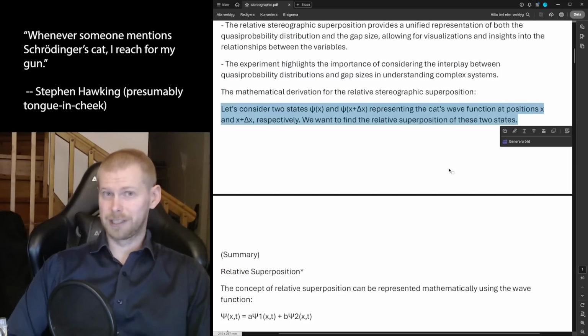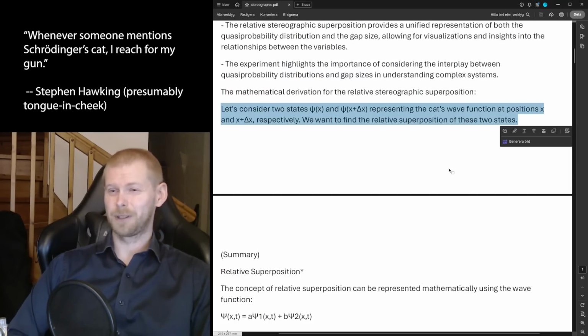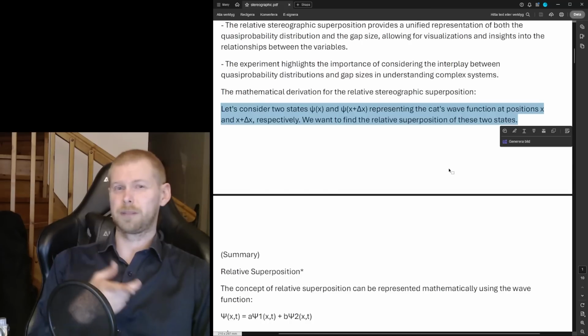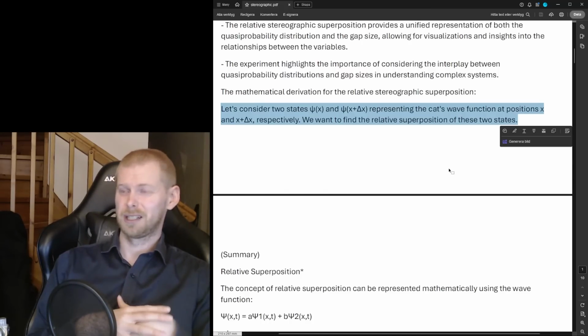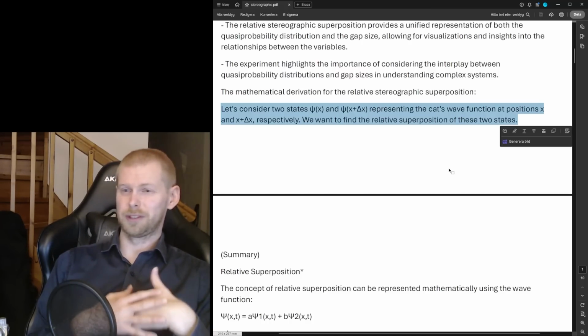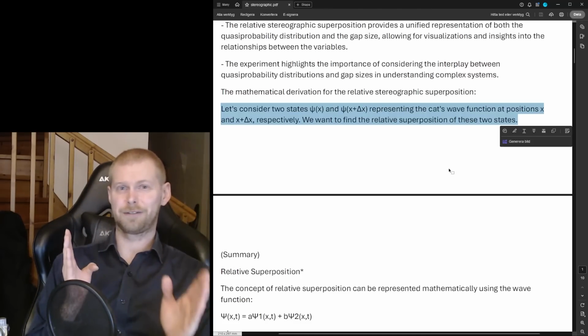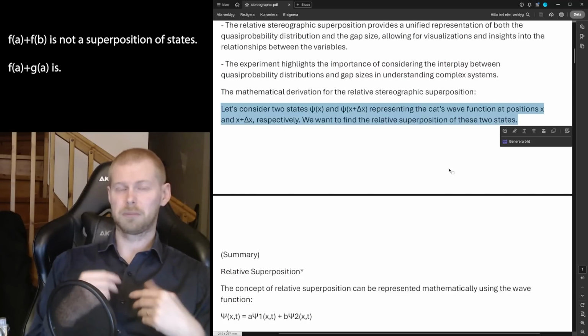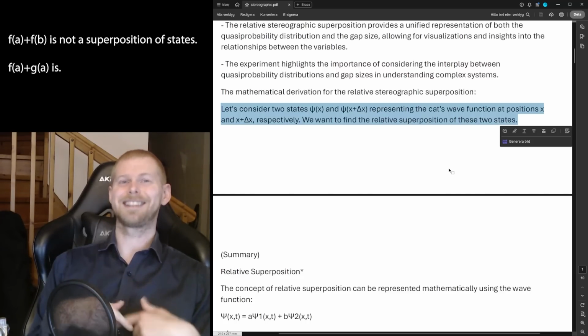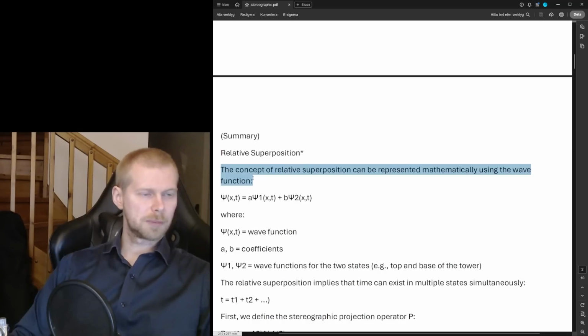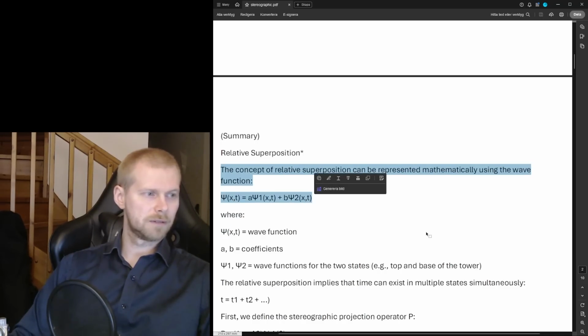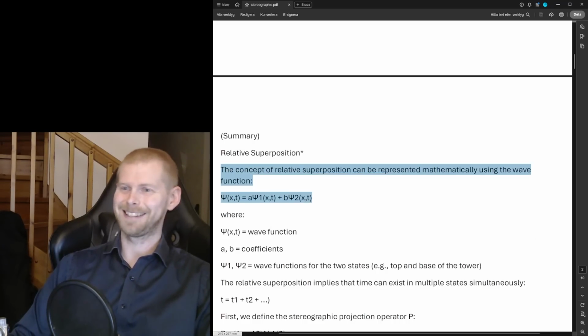And what's the physical significance of adding two different values of the same function that correspond to different x values? The system will never exist in a superposition of those two states because they are states held by the system at different points. Superposition means that the system is in multiple states at the same point. The concept of relative superposition can be represented mathematically using the wave function. Psi of x,t equals a psi 1 of x,t plus b psi 2 of x,t.